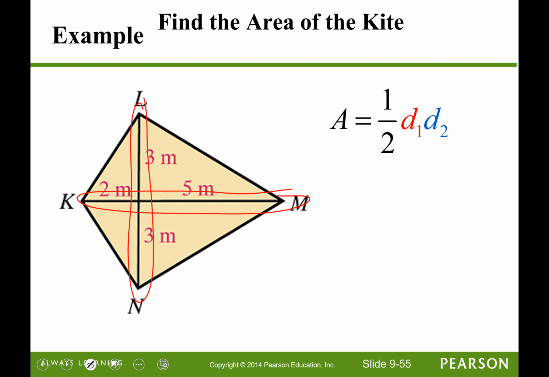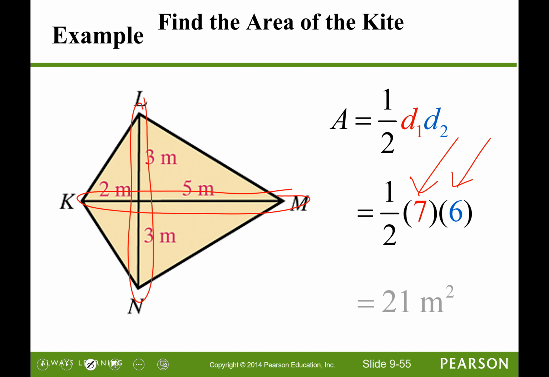Length of LN is 6, and length of KM is 7. Segment addition postulate. 3 plus 3 is 6, that's where we got that from. And 2 plus 5 is 7, that's where we got that from. Now we do 7 times 6, multiply by 1/2 in some order, and we get 21. Unit is square meters.